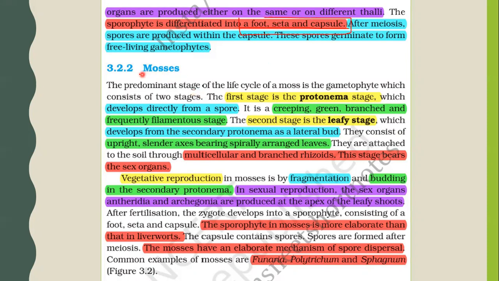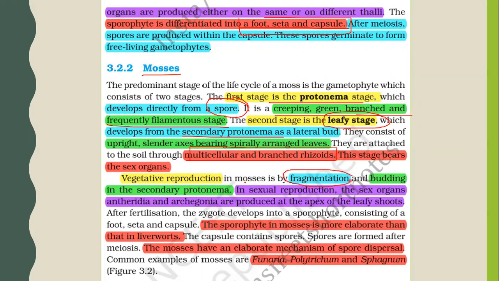Next, we are going to study the mosses. The first stage is the protonema stage, which directly develops from a spore. It is a creeping, green, leafy, branched, frequently filamentous stage. The second stage is the leafy stage. It develops from the secondary protonema. It bears multicellular branched rhizoids.